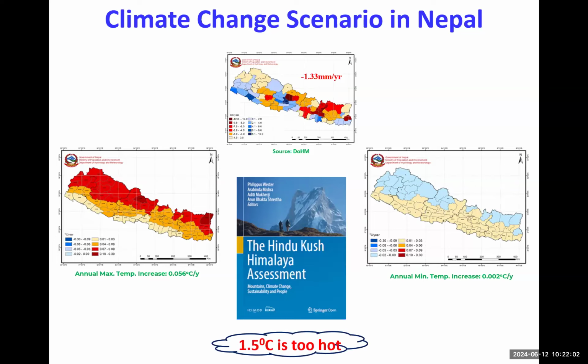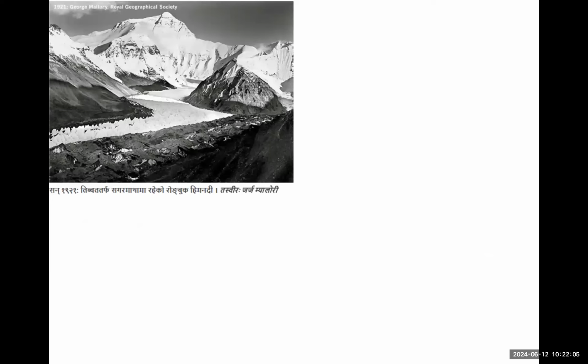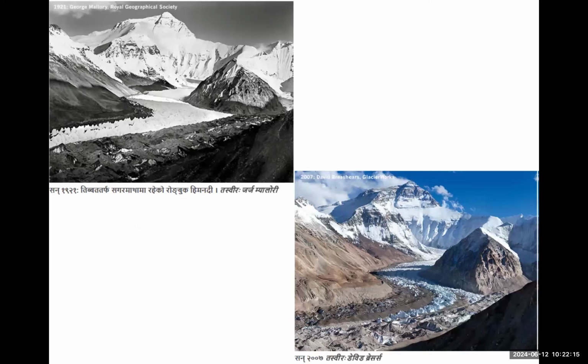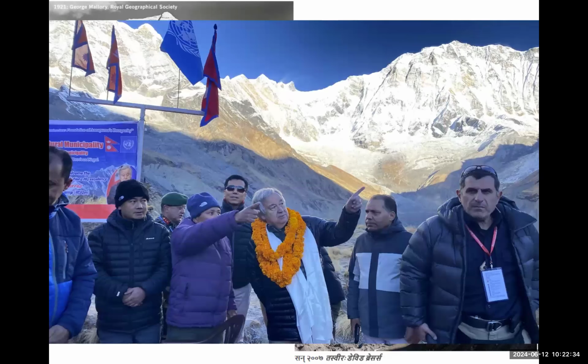I'll try to give one example from Nepal: the melting of snow. This is a picture of Mount Everest, which was taken in 1921. Another picture is from the same area, but taken in 2007. We can see from these pictures that over 86 years, there is a significant decrease in the snow. Because of this, the UN Secretary-General, Guterres, during his visit just before COP28, rightly mentioned that we have to take climate action seriously to stop this.